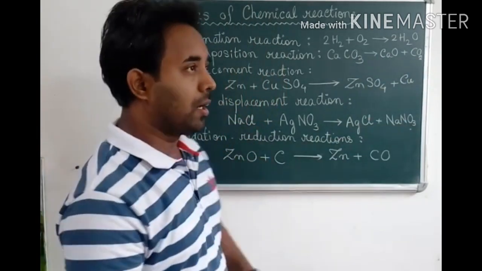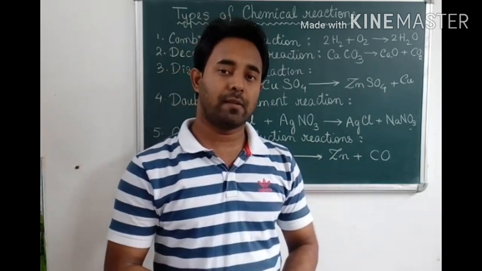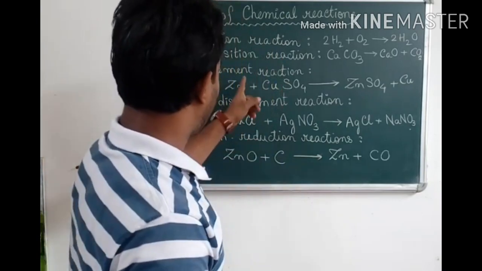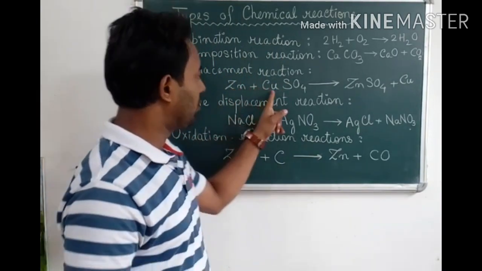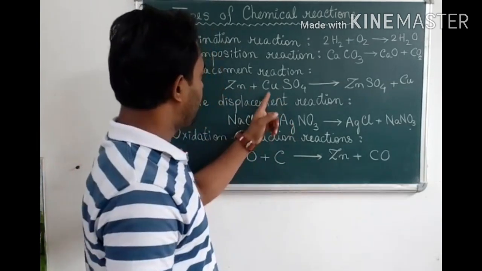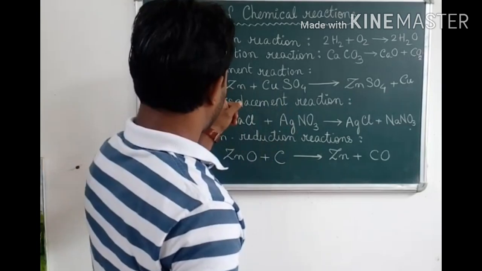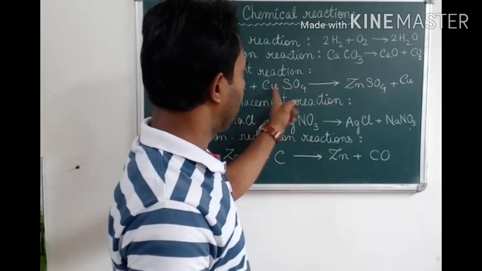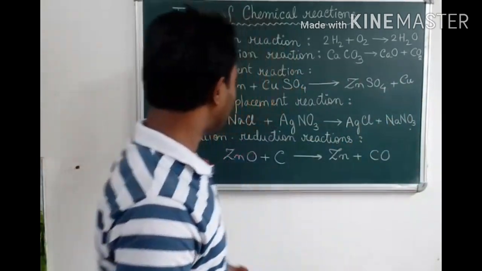Displacement reaction. A reaction in which a more reactive element displaces a less reactive element from its solution or compound is known as a displacement reaction. In this case, zinc is more reactive than copper, so it displaces copper from copper sulfate solution, and so zinc produces zinc sulfate and copper is displaced and we get free copper.